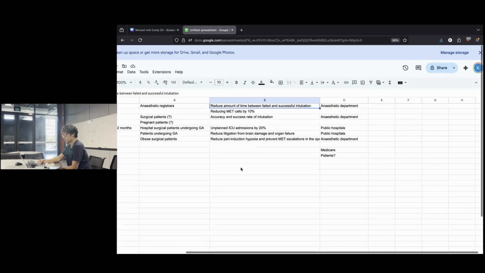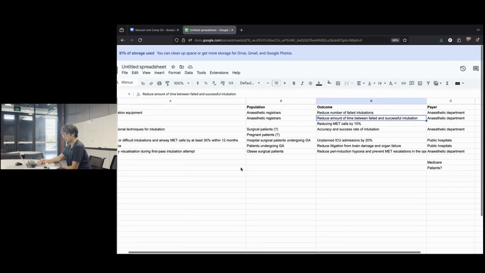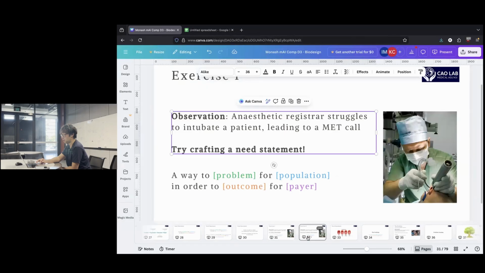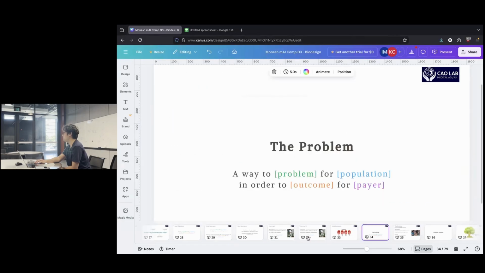All right, awesome. So as you can see, there's a lot that you can break down with this. And so we'll go through now a couple of ways that you can actually break down the need statement in a more detailed way.